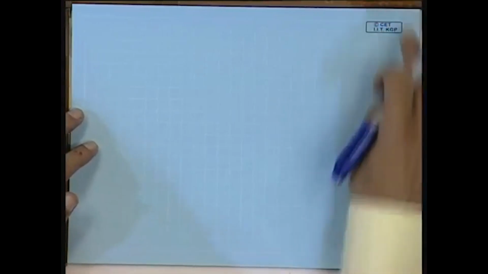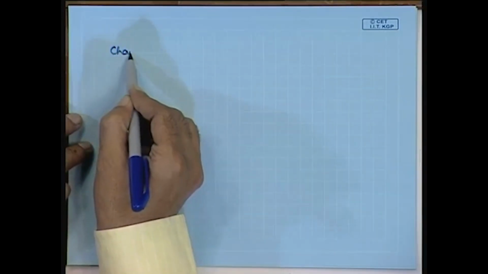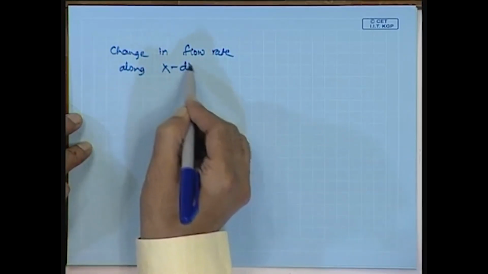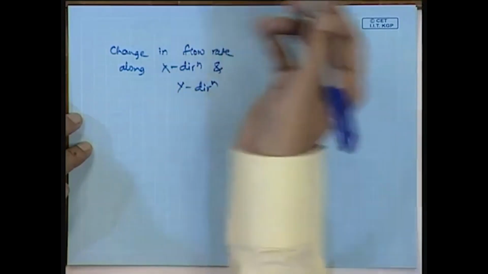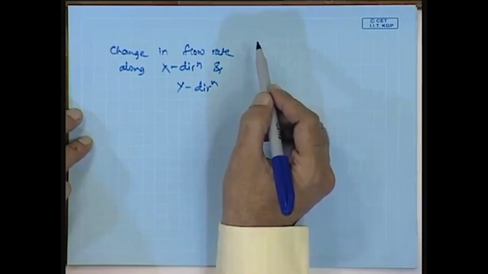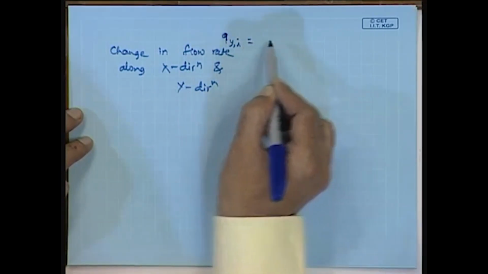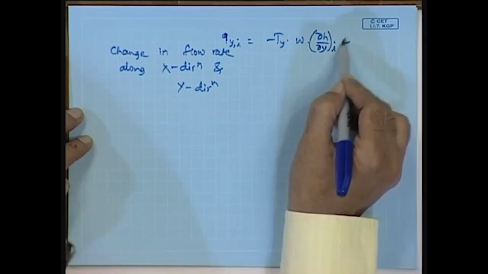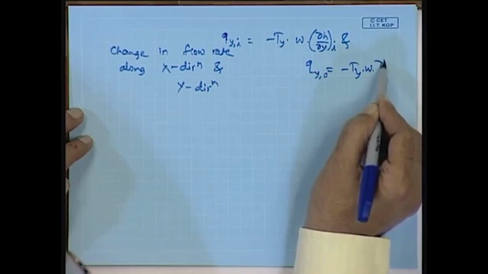Now, let us take down the change in the flow rate along x direction and y direction. So, similarly, here we can also write down the expressions for qyi and qyo. Let me write here. So, qyi can be written as minus Ty into W into dH by dy at I, and so qyo is equal to minus Ty W dH by dy at O.